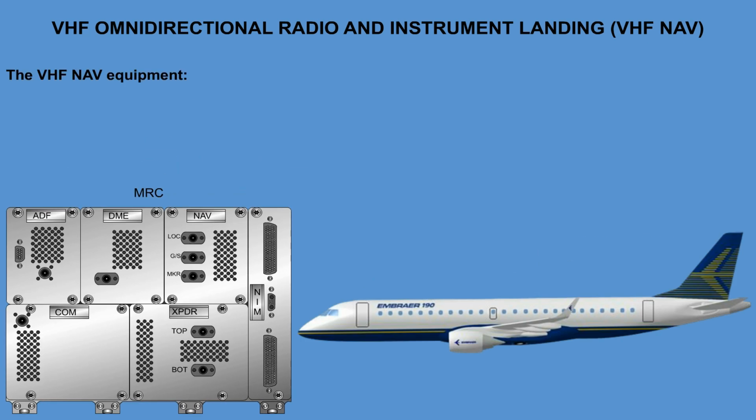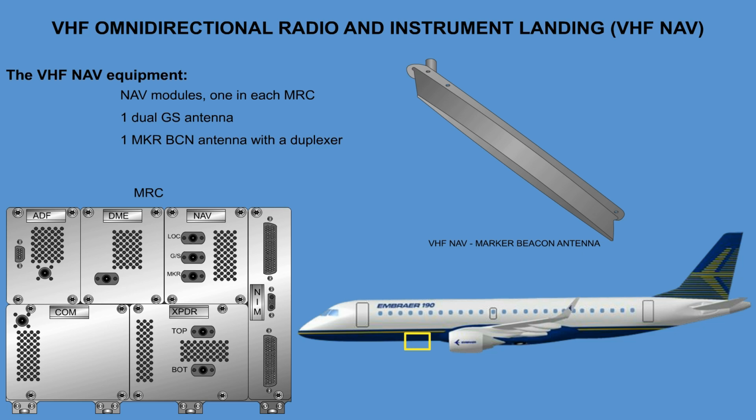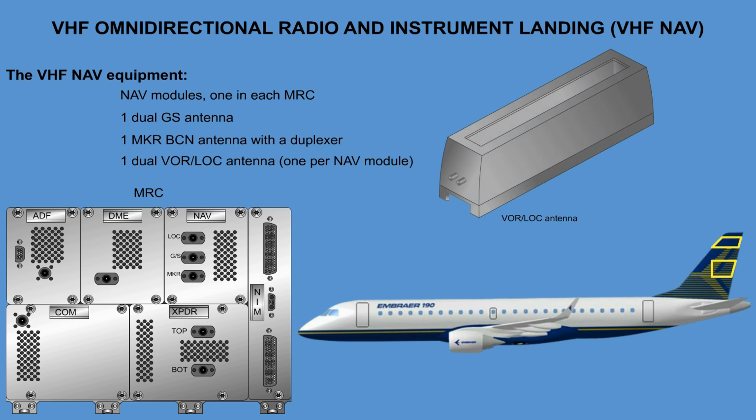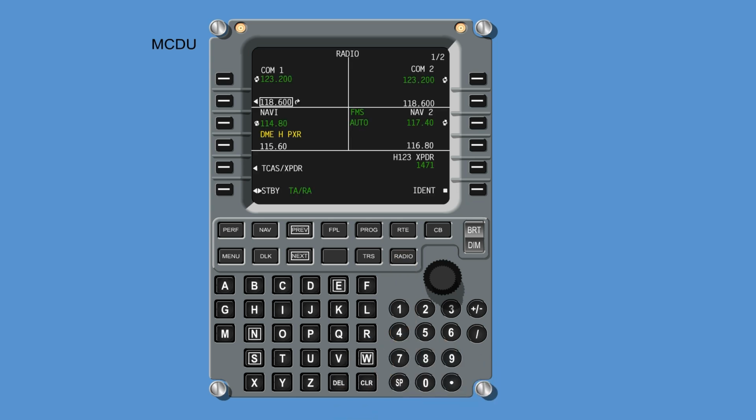The VHF nav system consists of 2 nav modules, one in each MRC, one dual GS antenna, one marker beacon antenna with a duplexer, one dual VOR localizer antenna, one per nav module. Press radio button on the MCDU to go to radio page 1 of 2. On radio page 1 of 2, it is possible to tune and activate the ILS VOR frequency.